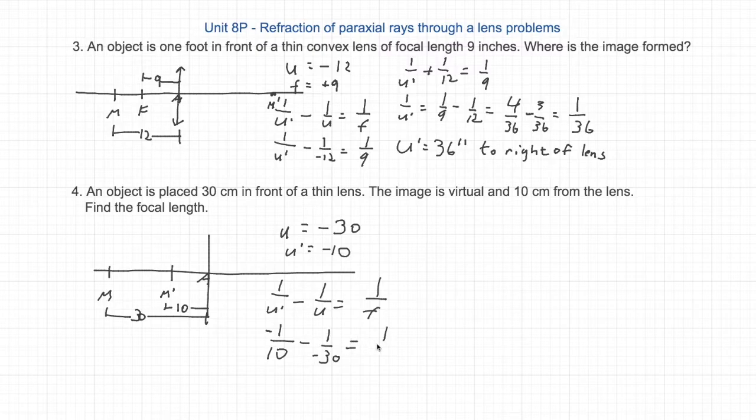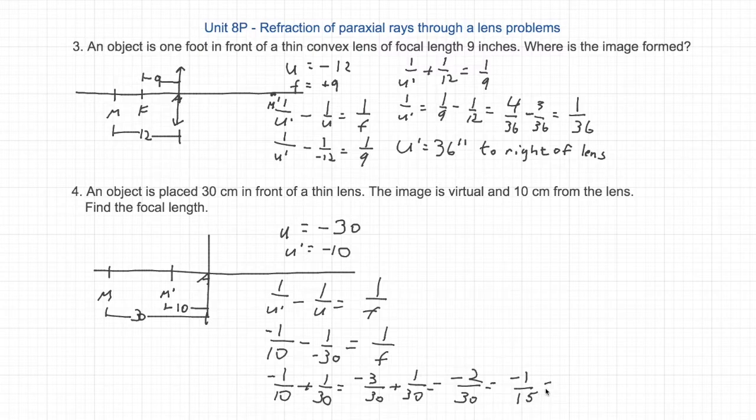U is -30, U prime is -10. We plug into our lens formula, and we get 30 as our common denominator, and we find that F equals -15 centimeters, which means it is on the right side because it's from F to A, right to left.